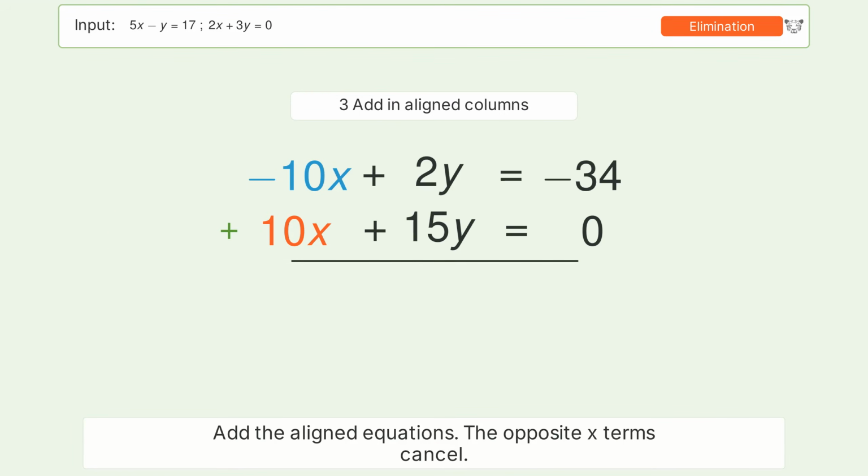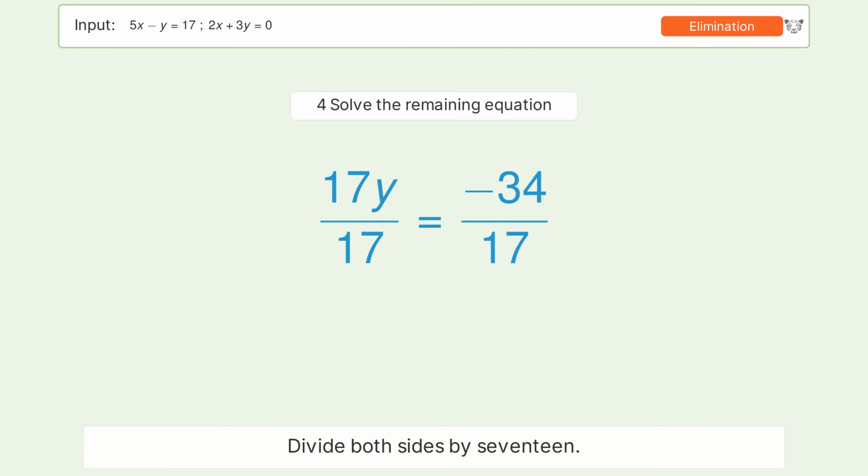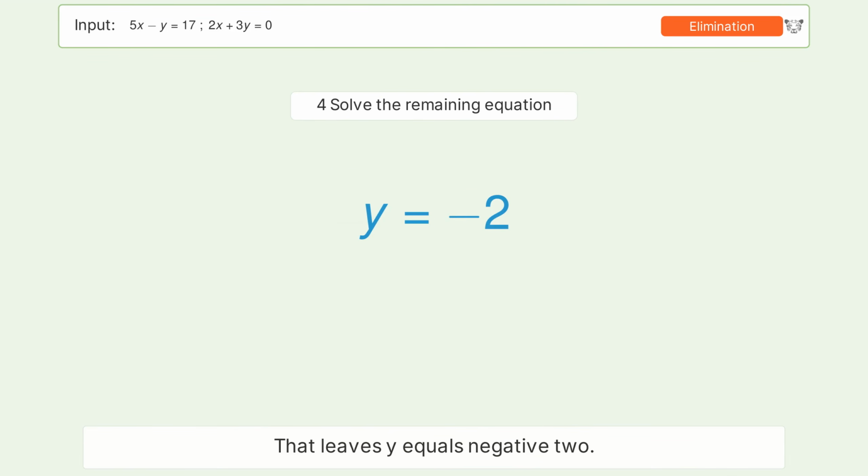Add the aligned equations. The opposite x terms cancel. The x terms cancel. The y terms combine to 17y, and the right sides combine to -34. Divide both sides by 17. That leaves y equals -2.